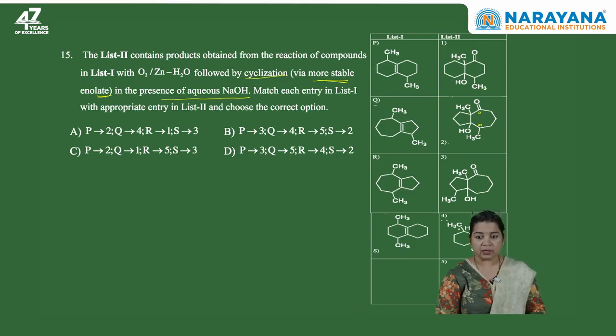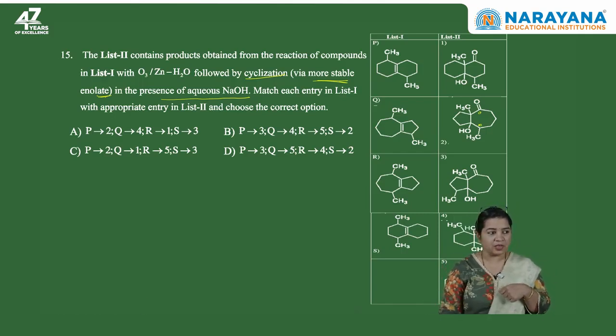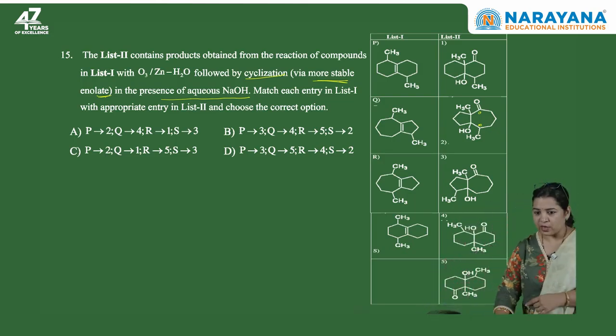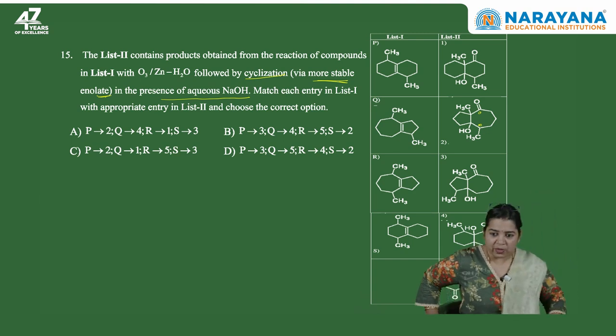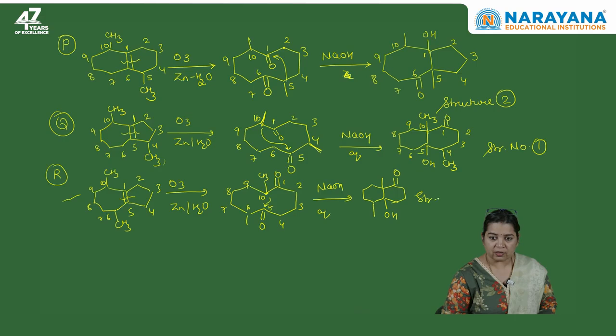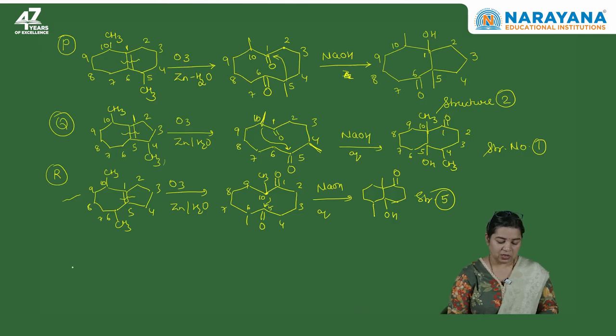I hope you can see the structure. It is hiding behind me, I guess. Let me move a little. Can you see it now? Right? CH3, OH and CH3. So it appears that structure number 5 is this. So we have got P to 2, Q to 1, and R will match to 5. Now moving to the last one, that was S.